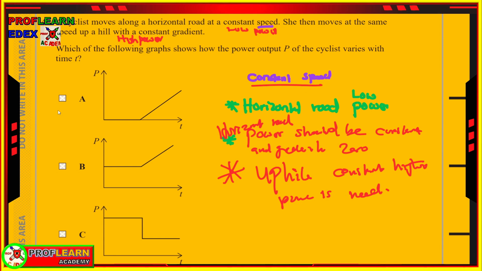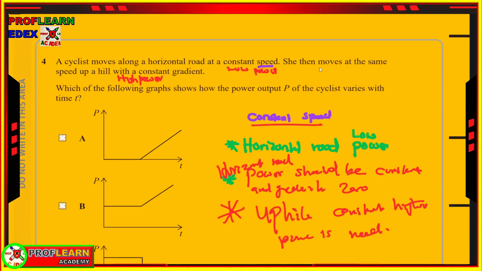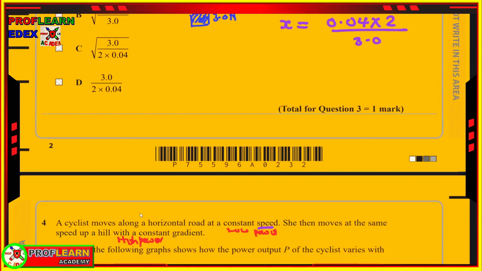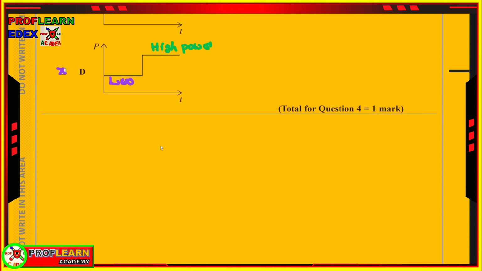Now, here we are told that a cyclist moves along a horizontal road at a constant speed. She then moves at the same speed uphill at a constant gradient. Something that you need to remember is that moving on a horizontal road, the power should be low, right? And moving up a steep area at a constant velocity, the power should be high because now it's moving uphill. So the answer there is E.